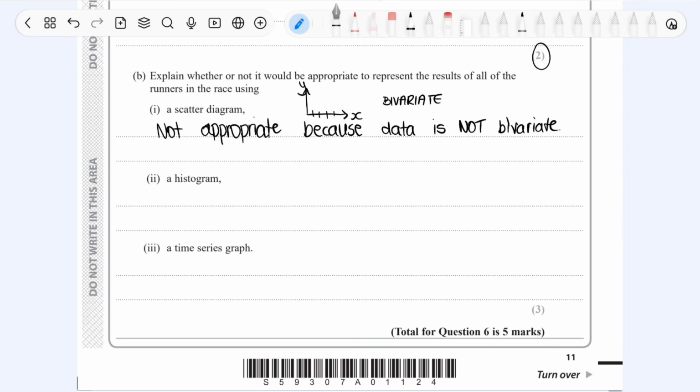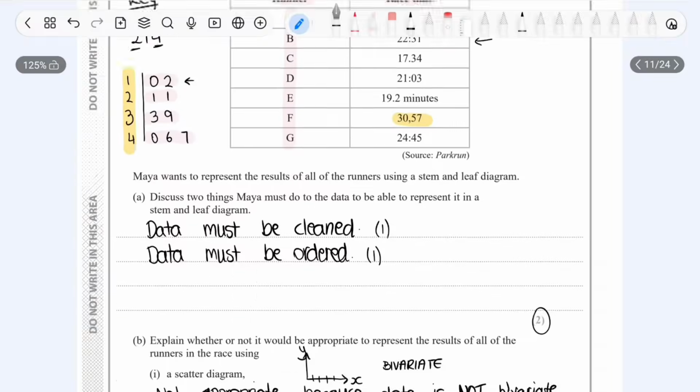Now a histogram on the other hand is a bit different. It's also another 2D graph, but on the side you have frequency, and on the bottom you have your class intervals or your class widths. Now what are your class intervals or your class widths?